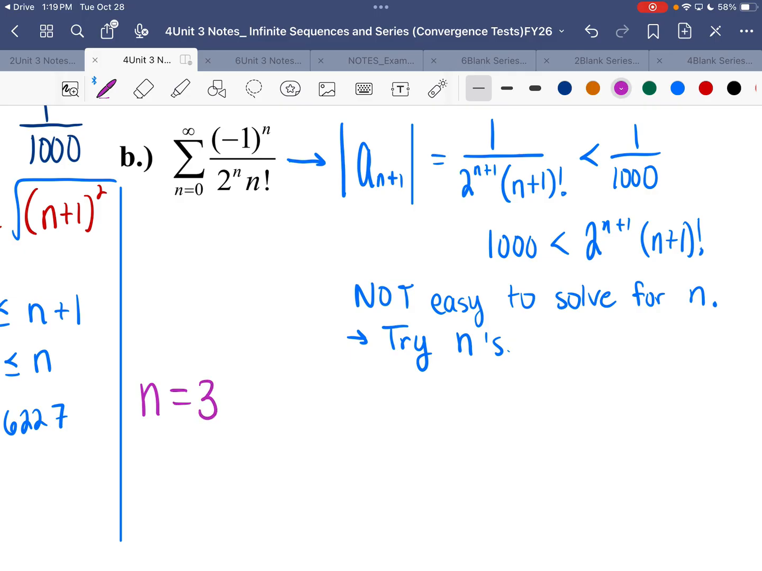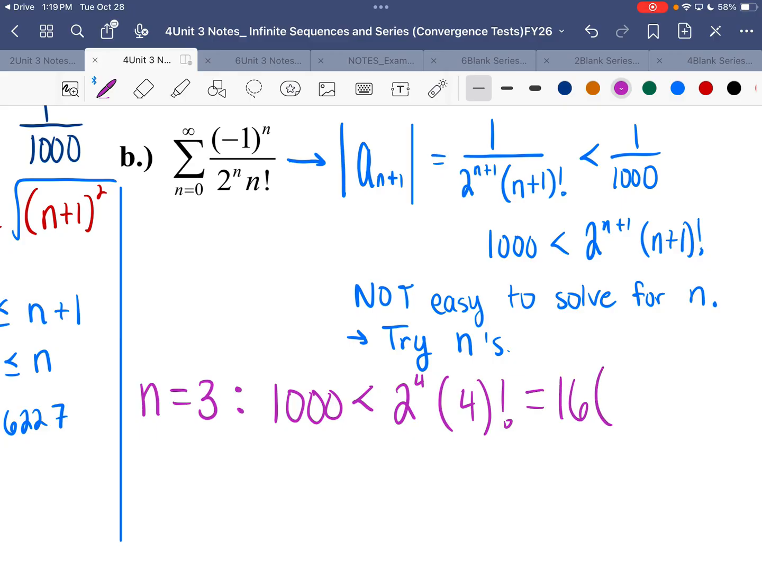This is also not big enough, but I just want you to see the process. 1,000. 2 to the 3 plus 1 times 3 plus 1 factorial. 4 factorial is 4 times 3 times 2 times 1. So it's really like 4 times 6.